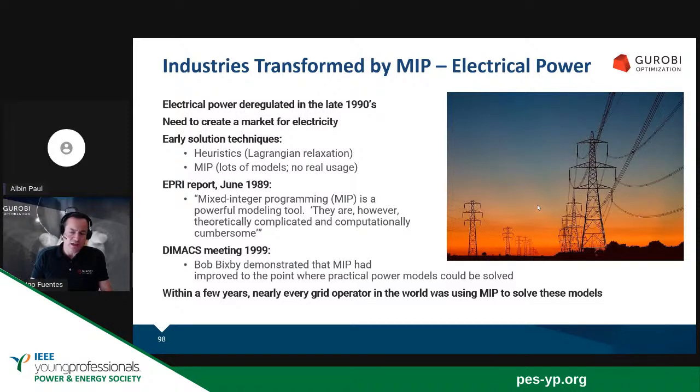If you fast forward 10 years, Bob Bixby, one of our co-founders, showed in a conference that MIP could solve unit commitment problems in a reasonable computing time. And if we fast forward to today, in most control centers, nearly every grid operator uses MIP to solve optimization problems, either vertical unit commitment or a market clearing application, where we match load and generation bids and produce an LMP price for every node in the network. We have a power value. That is done with MIP nowadays. And of course, this couldn't be done 20 years ago.